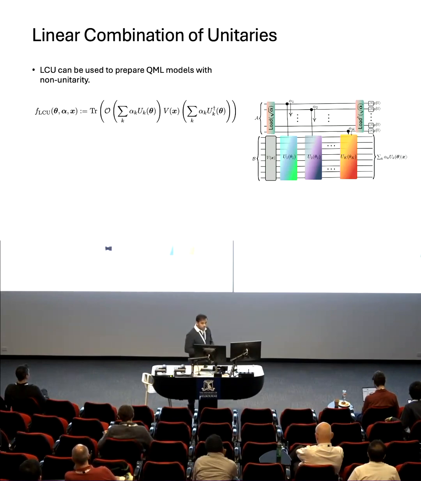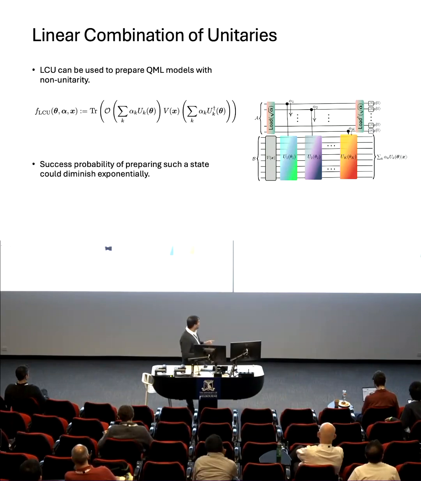So this is very nice, and it has favorable properties with respect to expressivity, but something that we need to take care of is the success probability. Because we are doing post-selection, preparing such a state has a success probability attached to it that diminishes exponentially with the system size.